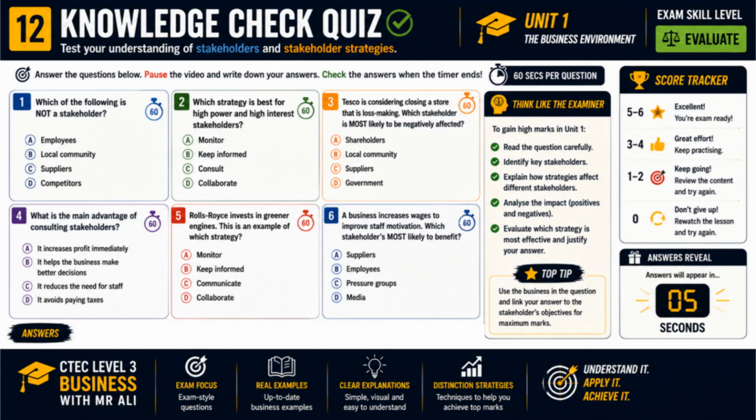Pause it, have a look at the questions. Then in the next slide, the answers will be revealed at the bottom where it says answers. So have a look at these. Remember, think like an examiner.